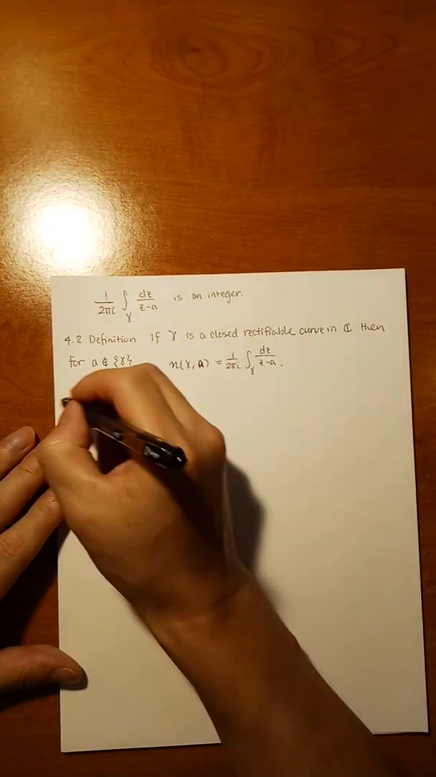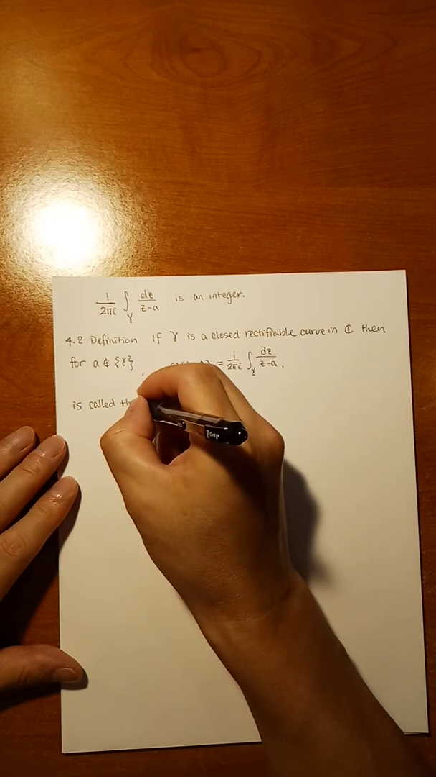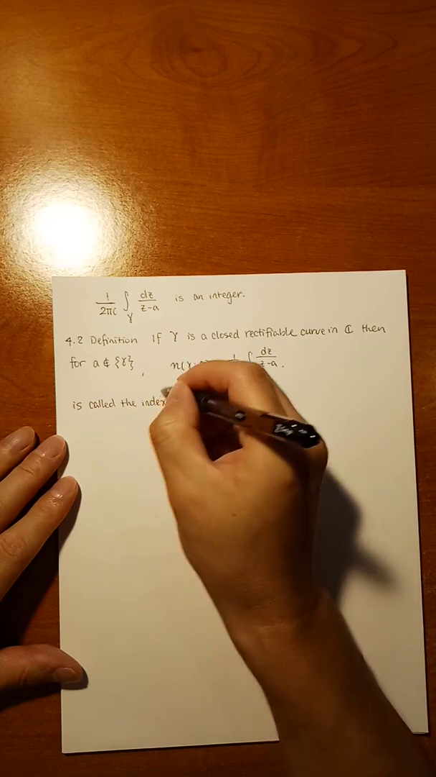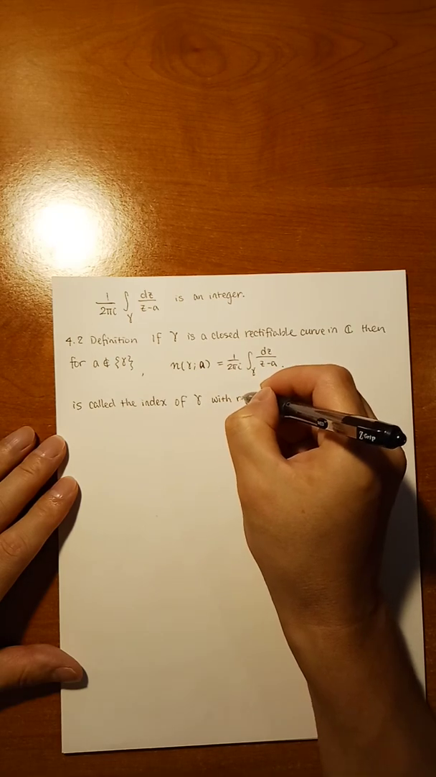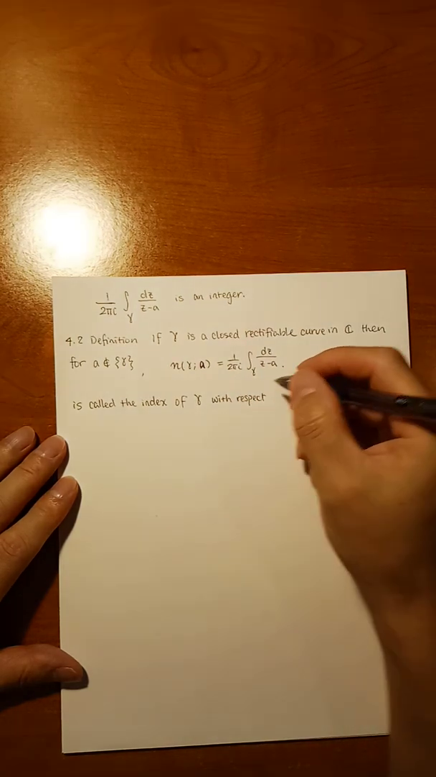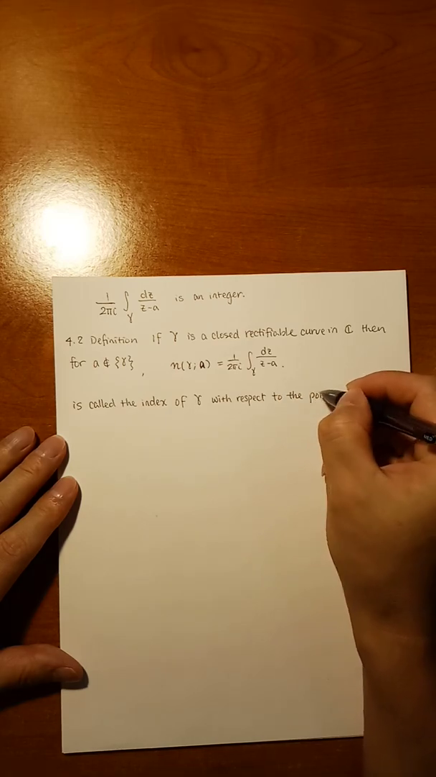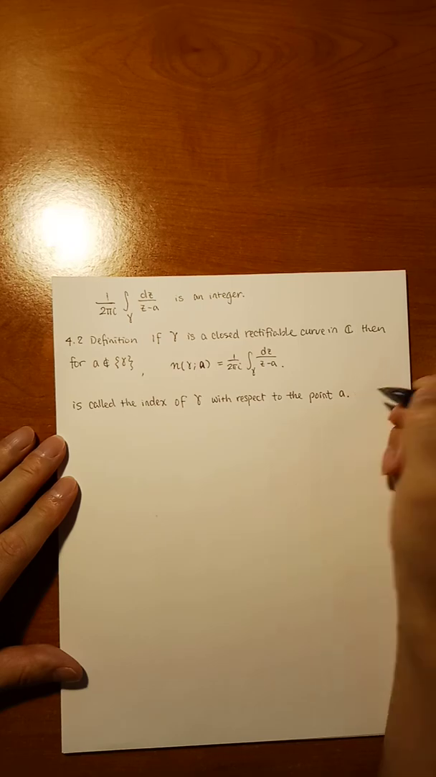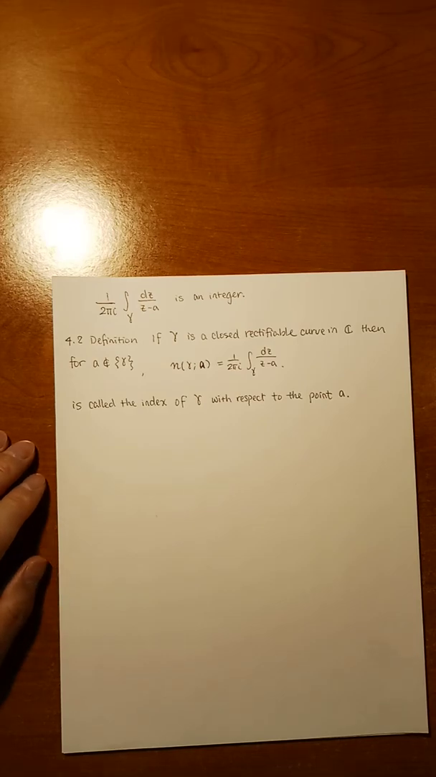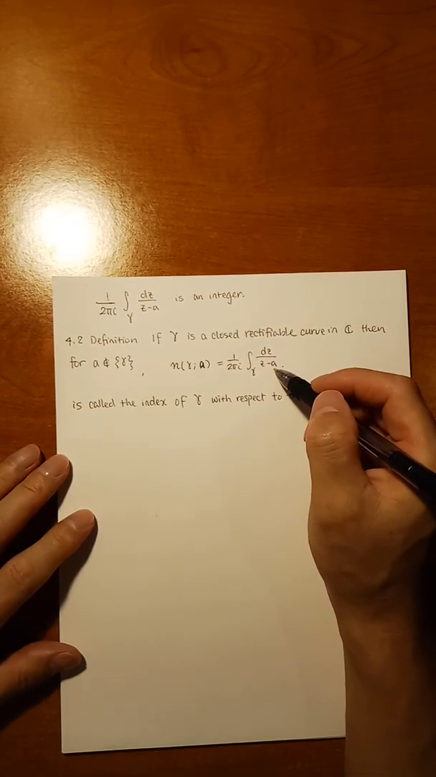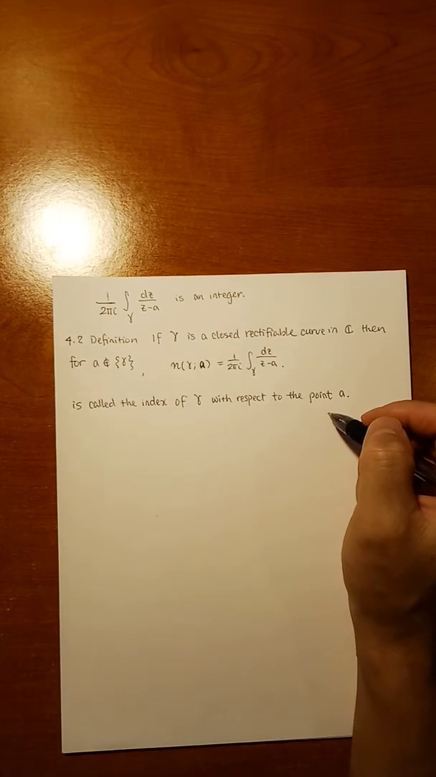And this number is called the index of gamma with respect to the point a. Okay, so because of this construction or computation, we know it definitely depends on gamma. Also, it depends on a. So it should be a function of gamma and a. So that's why we say with respect to a.